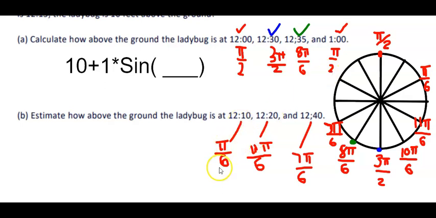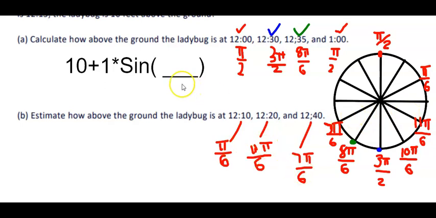And then for down here, in this rotation, 12:10 would be here. That would be pi over 6. And then 12:20, if I count around here, it would be 1, 2, 3, 4, 5, 6, 7, 8, 9, 10, 11. So 12:20 would be 11 pi over 6. 12:40 would be 7 pi over 6.